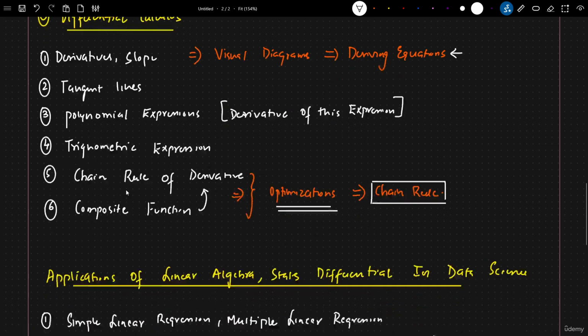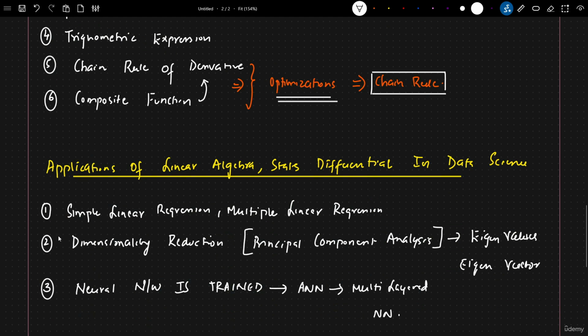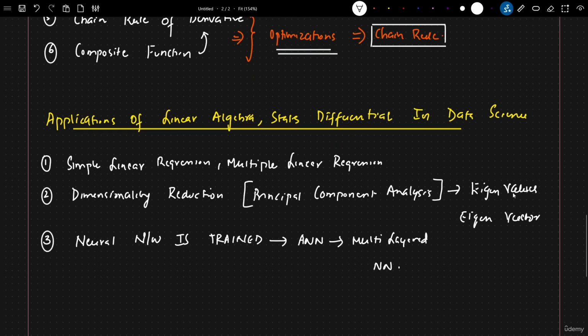After this, coming to the final one, after completing all these things, I have another section where we talk about applications of linear algebra, stats, and differential calculus in data science. Here we are going to discuss some of the machine learning algorithms, not all the machine learning algorithms, because this course is about maths from basic to advanced for data science, what all prerequisite maths you basically require, right?